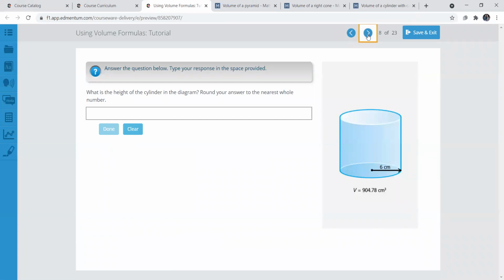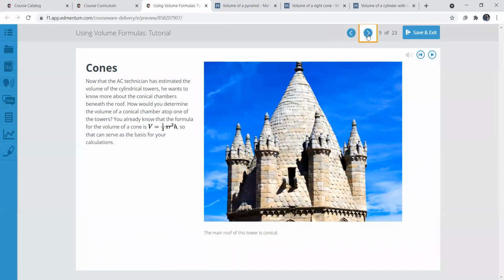And we'll skip these questions. We'll let you answer these on your own now that you know the formula for finding the volume of a cylinder. And now we have the cone. So the cone volume is 1/3 times pi times radius squared times the height.